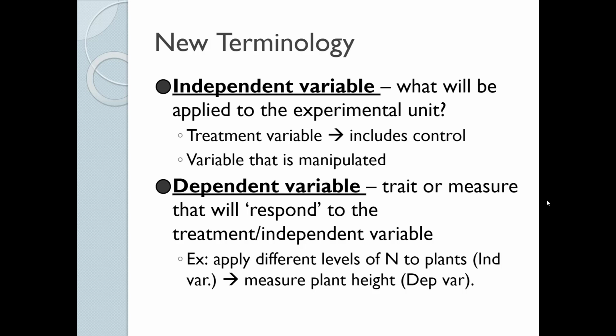So keep in mind that a treatment or an independent variable is going to be a variable that is going to be manipulated. The dependent variable is going to be the trait that is going to be measured or is going to respond to what is being manipulated. So, for example, if we go back to the alfalfa example we just talked about, a dependent variable could be tonnage, or it could be plant height, or it could be number of leaves on a plant, etc. Okay, so those traits are going to depend on the treatment that was applied to them.